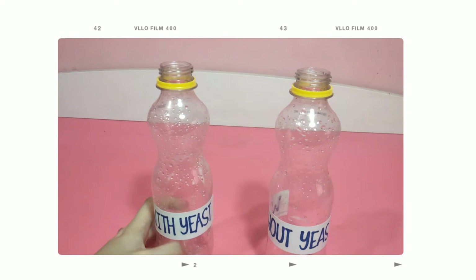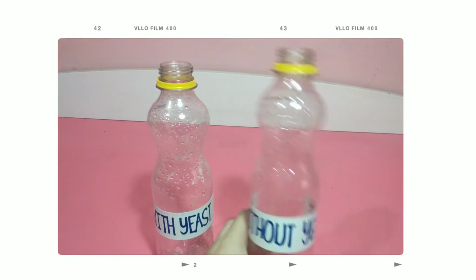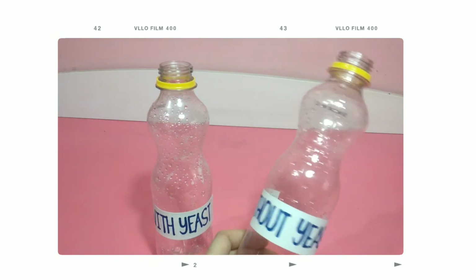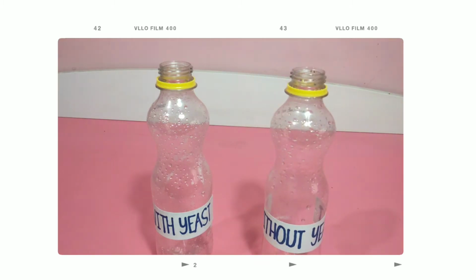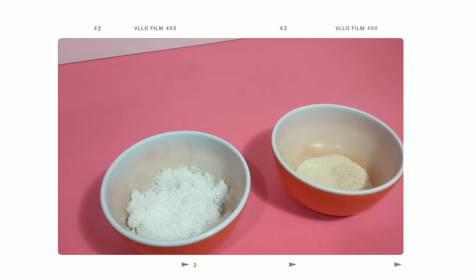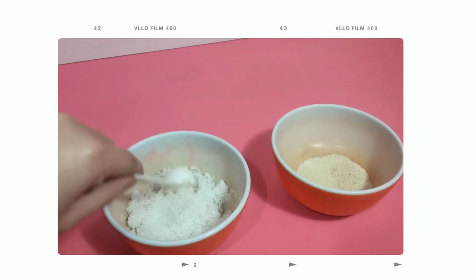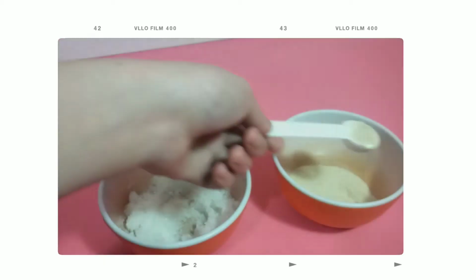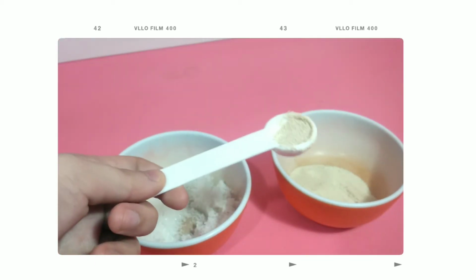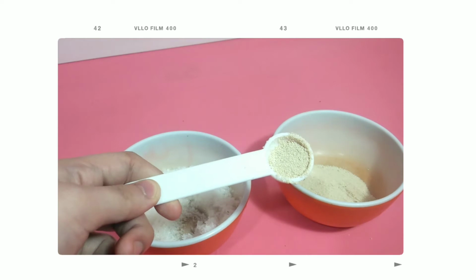First, prepare 2 empty bottles and label the first bottle with yeast and the second bottle without yeast. Next, put 2 teaspoonfuls of sugar to each of the bottles and 3 teaspoonfuls of dry yeast to the bottle with the label of with yeast.